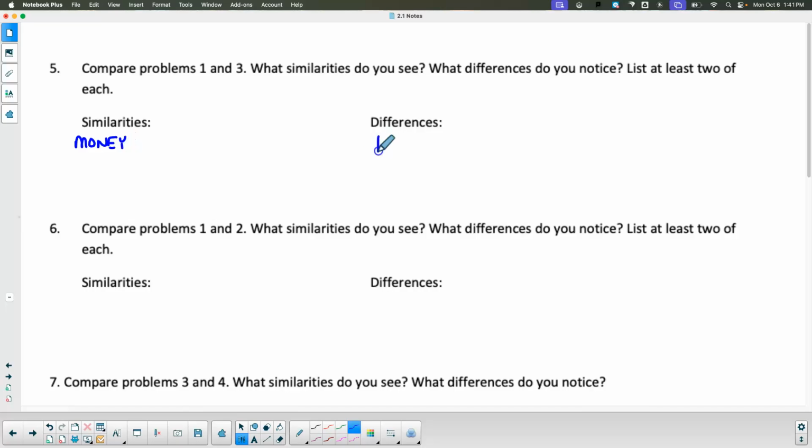One is Aerith. Three is Geo. Okay. That would definitely be a difference. They're both increasing. Okay. Would that be a similarity then? Yeah.